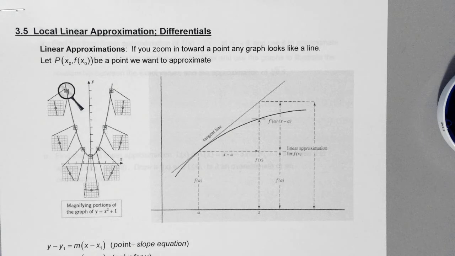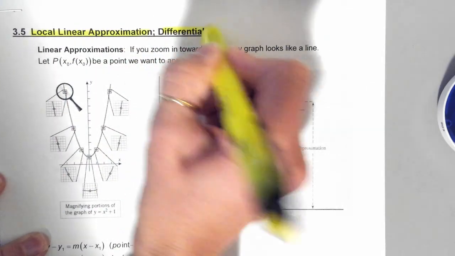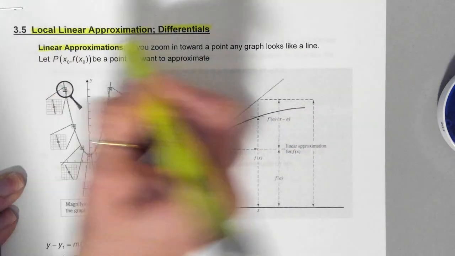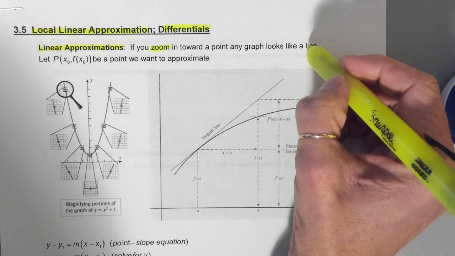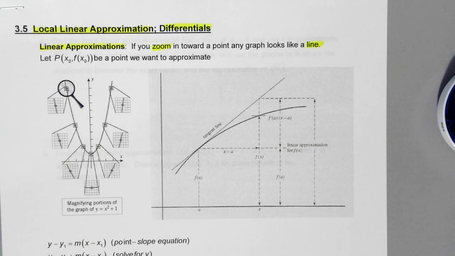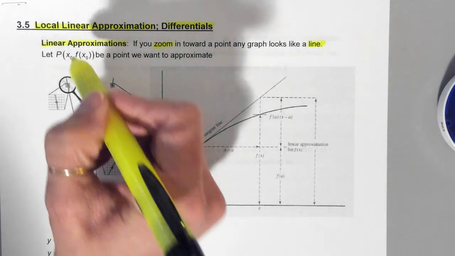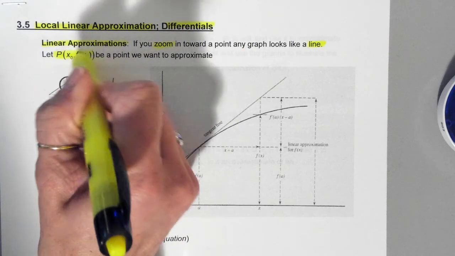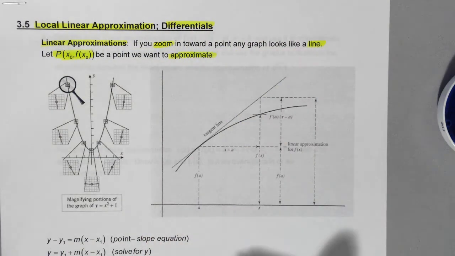What we're going to look at is, as I said, using differentials for local linear approximation. A linear approximation is if you zoom in on any point, as I showed you on the calculator, and the graph, because I've zoomed in so close, actually looks like a line, even though we know x squared plus 1 was not a line. It's clearly a parabola. So we are picking some given point x comma y, which is x sub 0, f of x sub 0, and we want to approximate at that point.